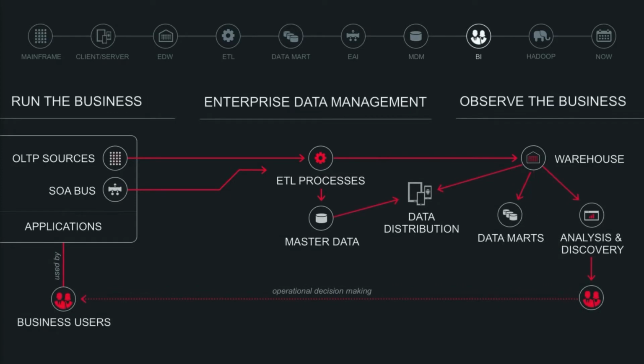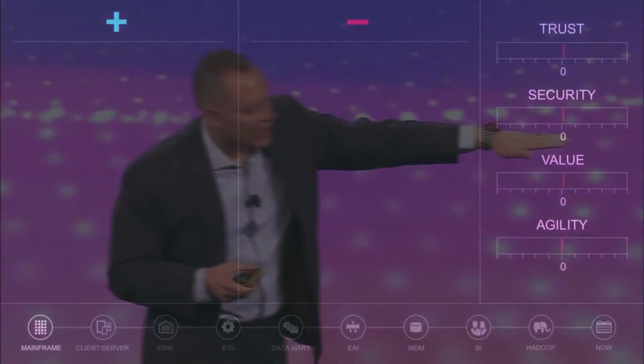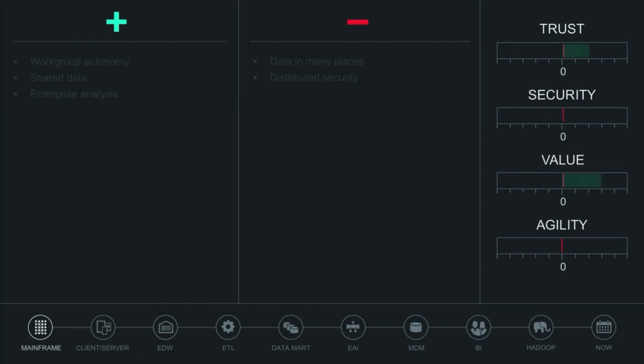We have these three domains or zones where you've got the run the business on the left, the observe the business on the right, and in the middle, we'll just call it enterprise data management. And there was all of this information flow throughout the enterprise. Most enterprises look like this at a very simplistic level. And so I've moved the icons on the bottom, and we've got a scorecard.